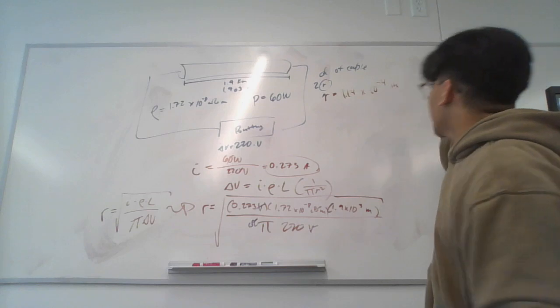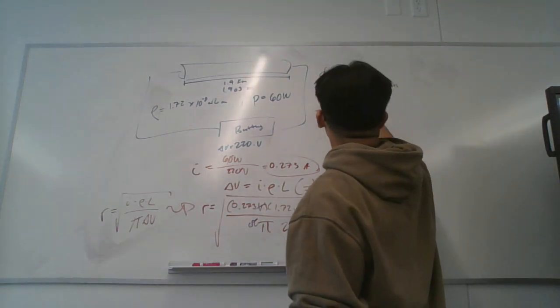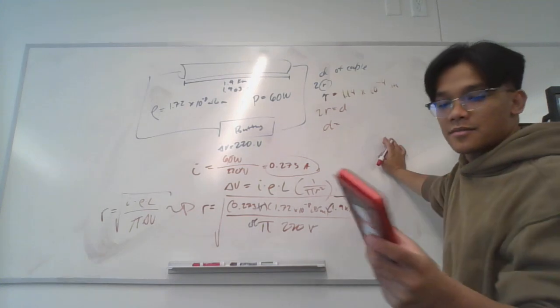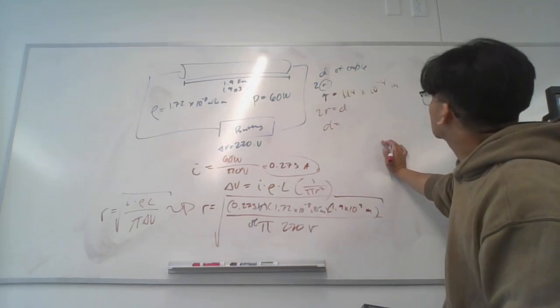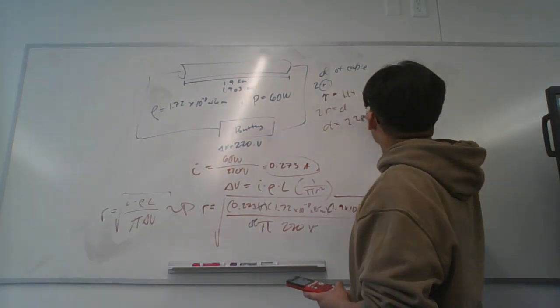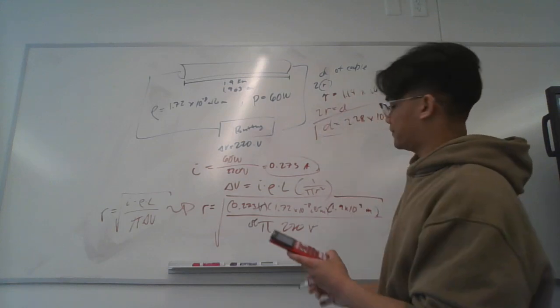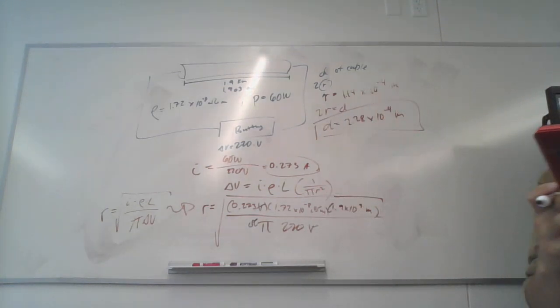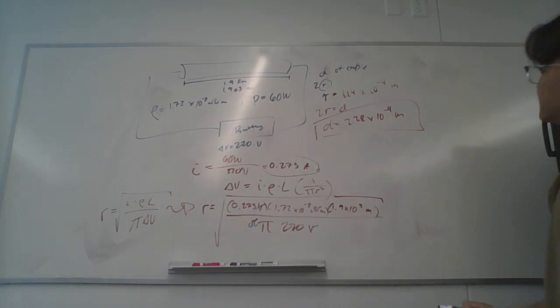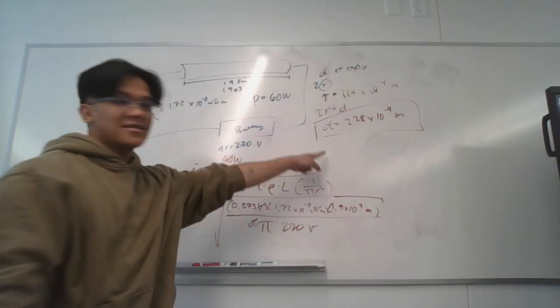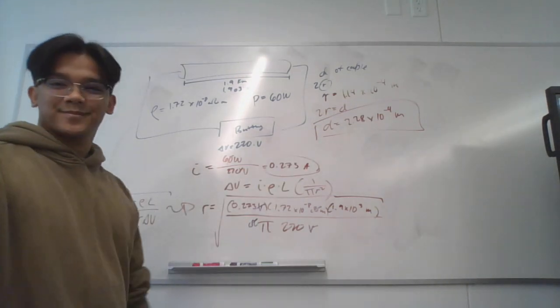Now, we just multiply this by 2. 2R equals D, where D is equal to 2 times this. So times 2, I believe it's just going to be 2.28 times 10 to the negative 4 meters. And that's the diameter of the copper wire. Cool.